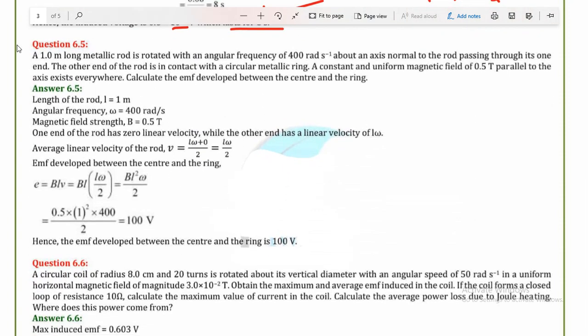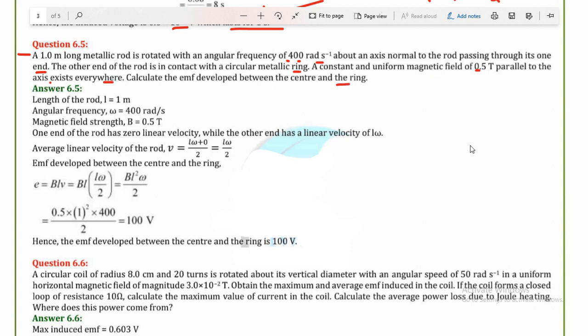Let's see the next question, that is question number 6.5. A 1 meter long metallic rod is rotated with an angular frequency, or you can say angular velocity, of 400 radian per second, about an axis normal to the rod, passing through its one end. The other end of the rod is in contact with the circular metallic ring. A constant and uniform magnetic field of 0.5 Tesla parallel to the axis exists everywhere. Calculate the EMF developed between the center and the ring.